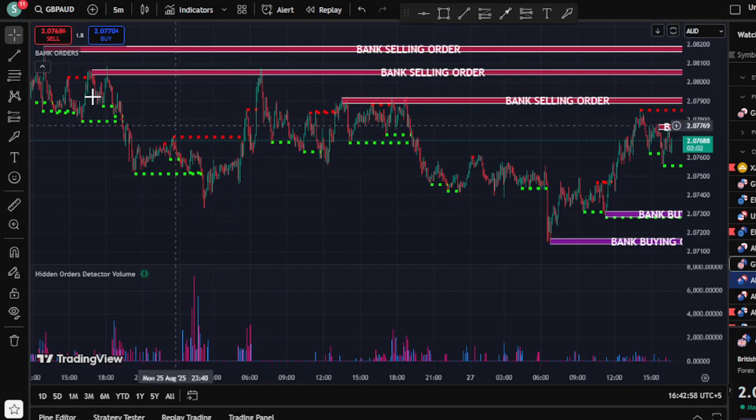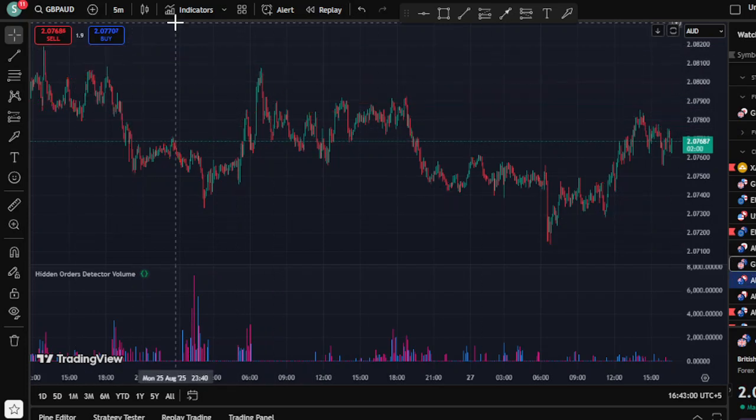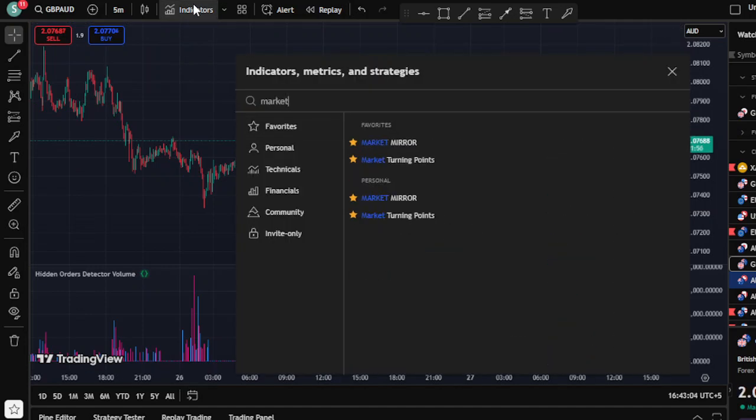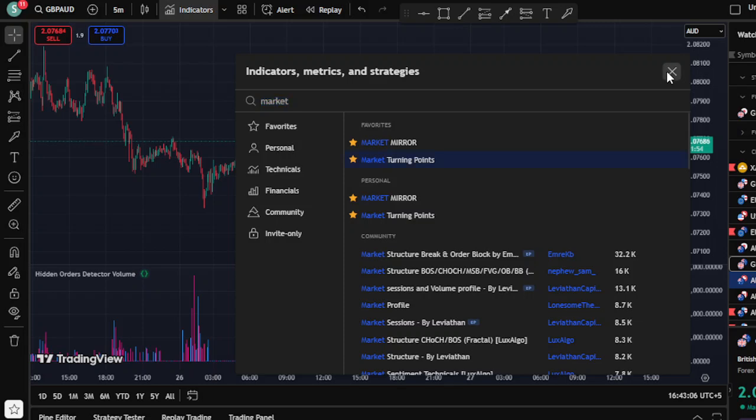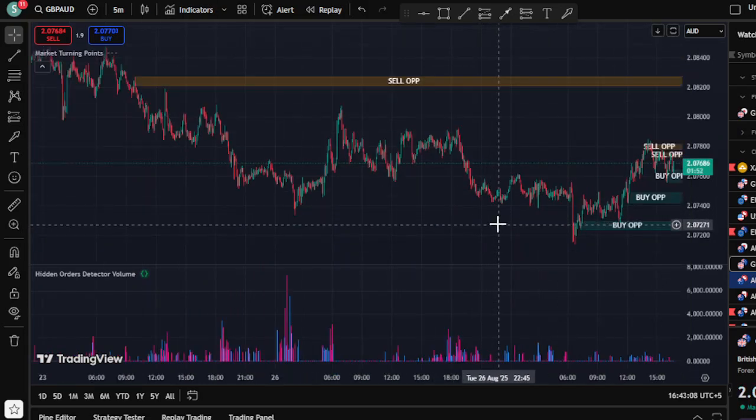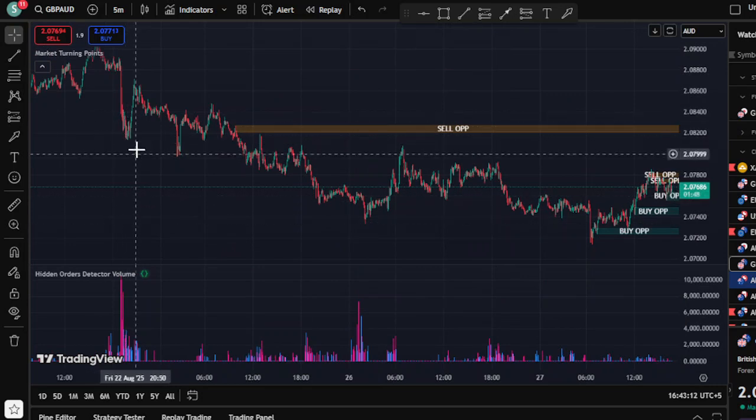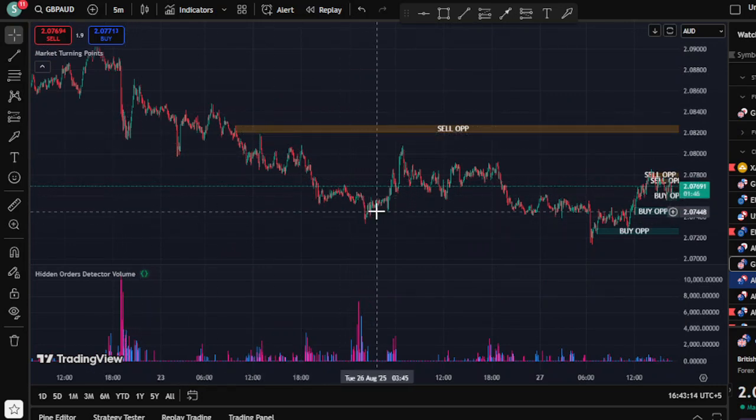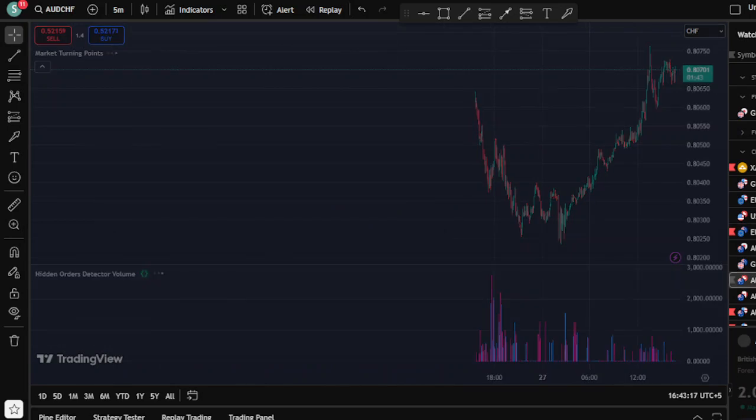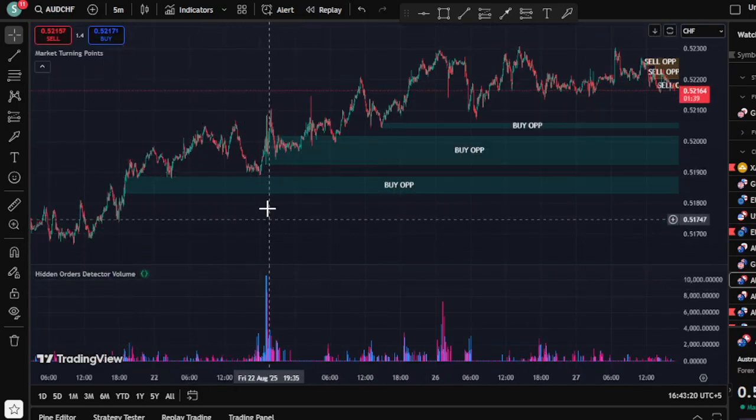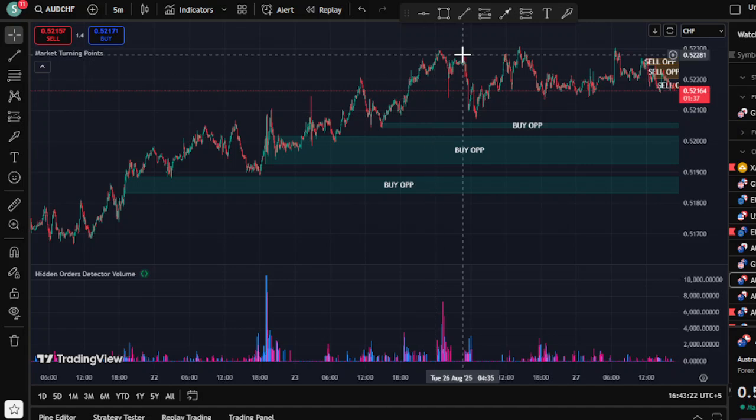Similarly, even if you are using my other indicator called market turning points, it's still very helpful. You can see here, after the ultra high volume there was a selling opportunity, price is down. Now let me show you more. Just look at this one. After the ultra high volume, there was a buy opportunity. You can see the price is up.